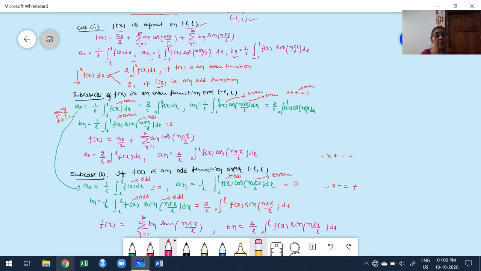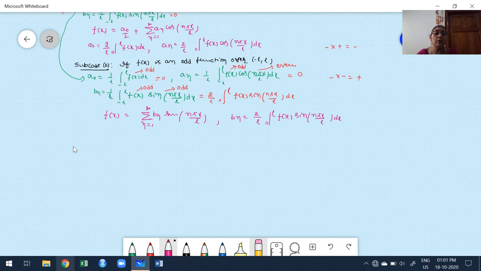Instead of that, apply case 2 directly. Suppose the function is an odd function; find a naught, an and bn. Definitely a naught and an are 0. They simply waste your time. That's why you have to explain to the student in the first class itself how to construct the Fourier series. Keep in mind, these two cases, only as subcases, are allowed for an interval in the form of minus L to plus L, because most of the students make mistakes.